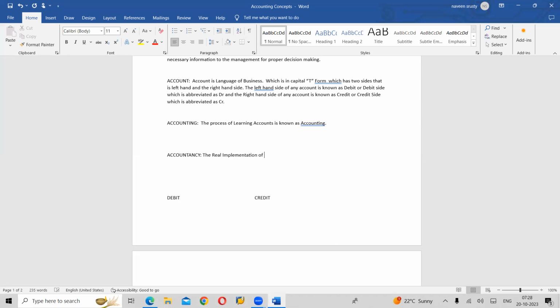Implementation of whatever is learned in accounting. Understood now? What do you mean by account? What do you mean by accounting? Accounting, the process of learning. Accountancy, whatever we learned, the real implementation. Clear? Any questions here? Debit, credit, account, accounting, accountancy. Any questions?